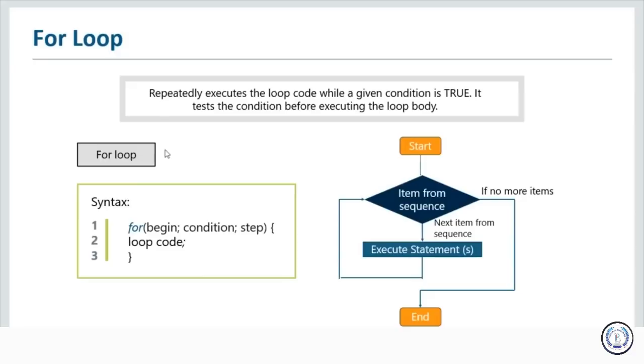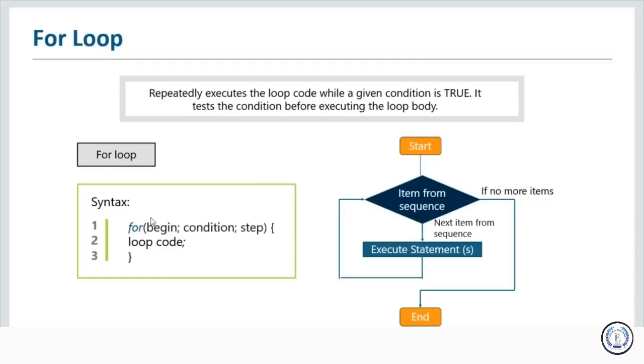Now here you can see the syntax of the for loop. Within the for loop, there is a begin statement which is separated with a semicolon. Then there is the condition, semicolon, and this step. And then there is the loop code. The begin statement is executed one time before the execution of this code block.